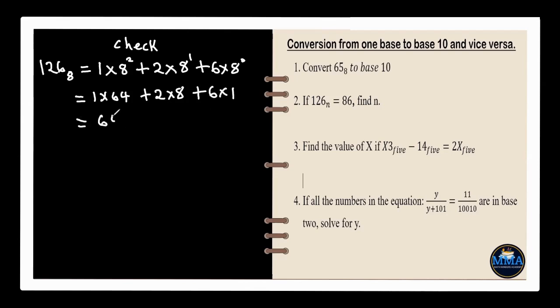So we have 64 plus 16 plus 6. If we look at this, 64 plus 16 will give us 80 plus 6, that's 86. So we are correct. If we convert 126 base 8 to base 10, it gives us 86. So both the left-hand side and the right-hand side of that equation are in agreement. So the value we obtained, 8, is the correct value.